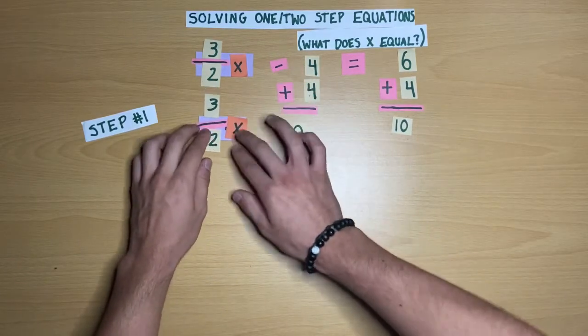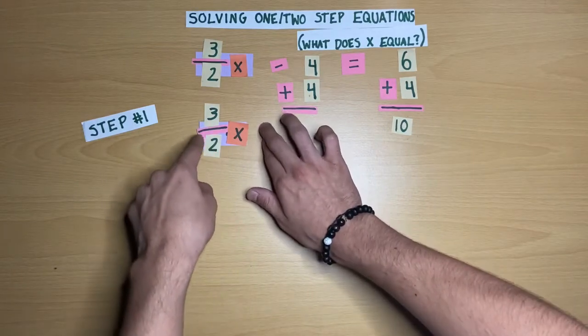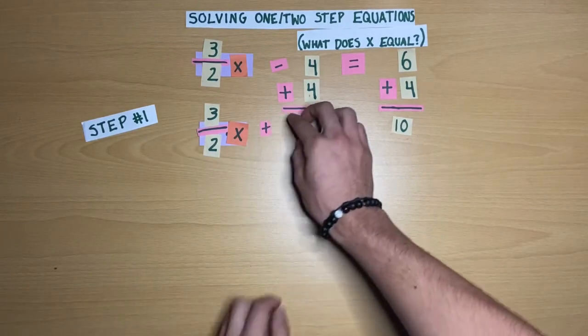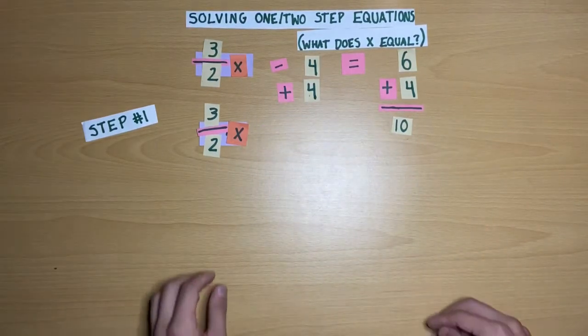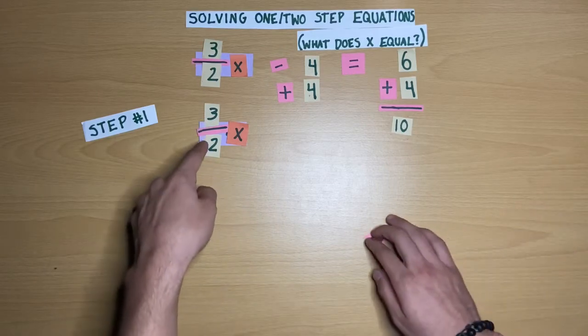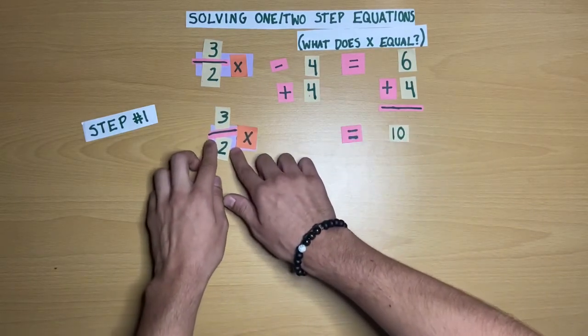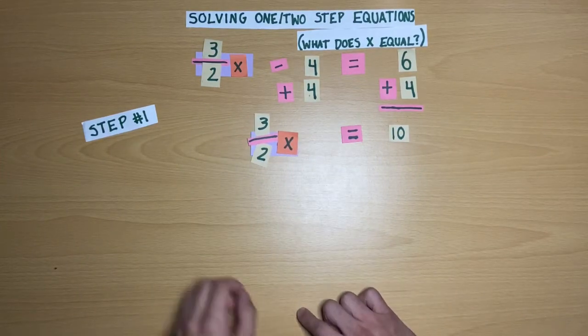That's a big number. And we can see that 3/2x plus 0, well, this can go away because it's not going to do anything. So we can just put it aside. And we're left with 3/2x equals 10. So we'll bring that over just so we can see it clearer.